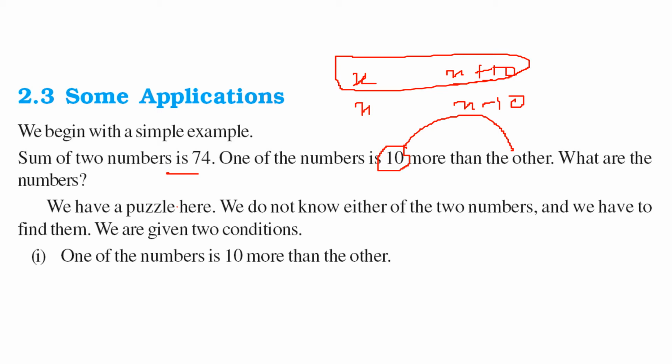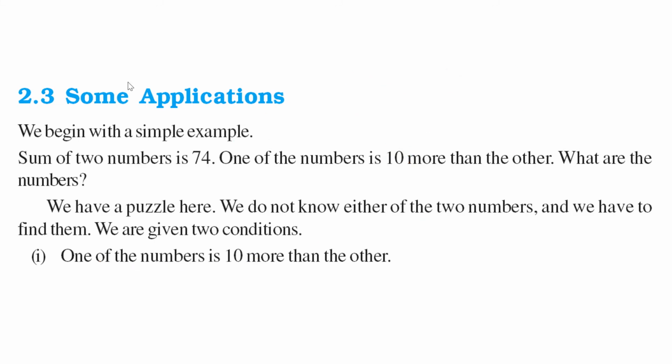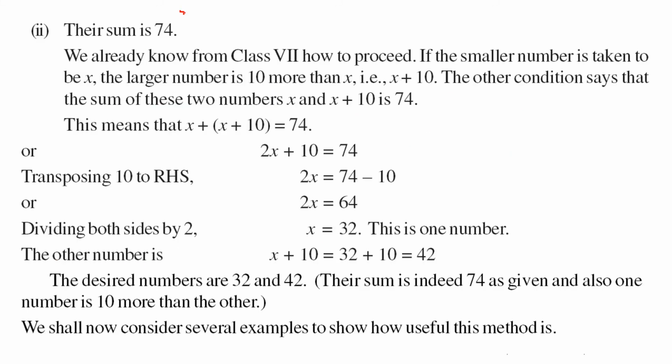So here we have certain puzzles, a certain special way to solve these types of questions, word formulations. We do not know either of the two numbers, so we have to find them. One of the numbers is 10 more than the other, so what will we do? And their sum is 74 also. So if we take one as x, as I just suggested, the other has to be x plus 10. So one is x, the other is x plus 10. And when we add these two, x and x plus 10, we should get 74. So x plus x plus 10 will be 74.